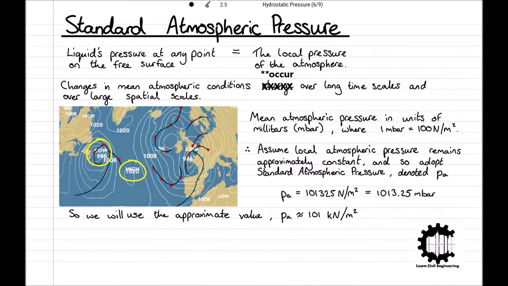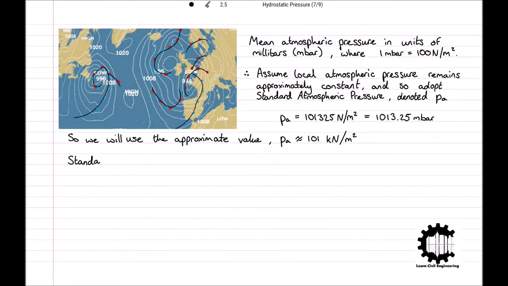The value of standard atmospheric pressure, PA, has also been adopted as a standard unit for pressure, known as the standard atmosphere, denoted ATM, and defined as 1 ATM is equal to 101,325 newtons per meter squared. The value for standard atmosphere is typically used when analysing or calculating pressure at different depths within oceans, seas, and deep lakes.